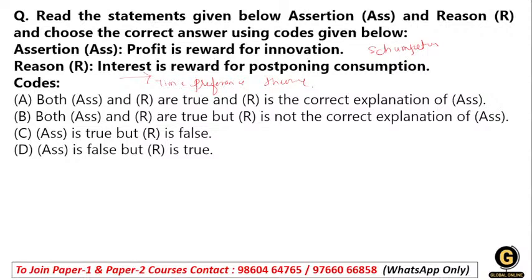So this is allowing the fund to invest or loan out. So interest is a reward for postponing consumption. Yes, because you are carrying that consumption for a long period of time. So the reason is not correct, but both statements are correct. So option number B is correct: the assertion is true, the reason is true, but the reason does not correctly explain the assertion.